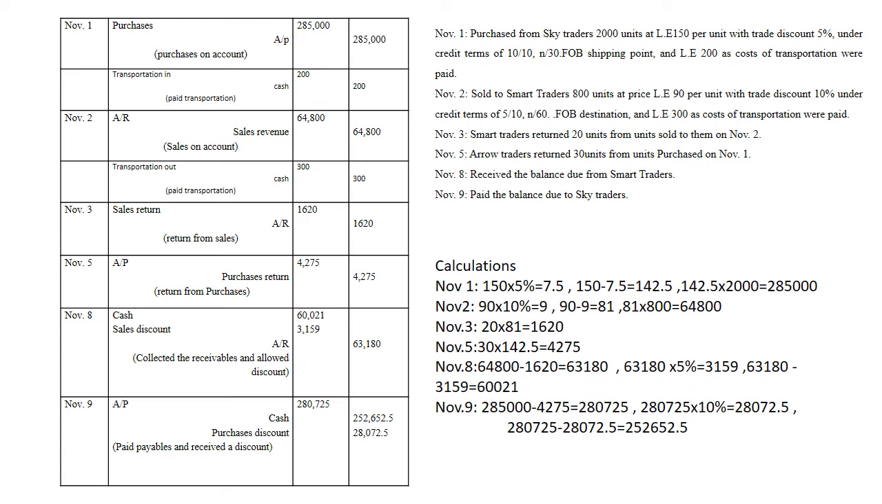It says free on board destination. Free on board destination means the seller is the one who's going to pay for transportation. And the transportation cost was paid by 300. So Arrow Traders is the seller, so he's going to pay for the transportation. And I am preparing the journal for Arrow Trader. I need to prepare the journal entry recording the transportation out. Why this time it's transportation out, not transportation in? Because it's of selling goods, so goods are going out. That's why it's recorded as debit transportation out, credit cash.